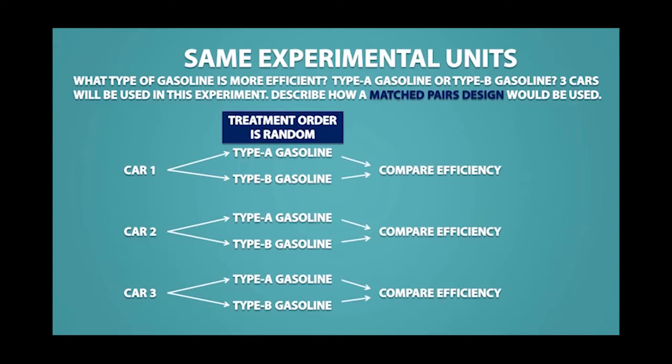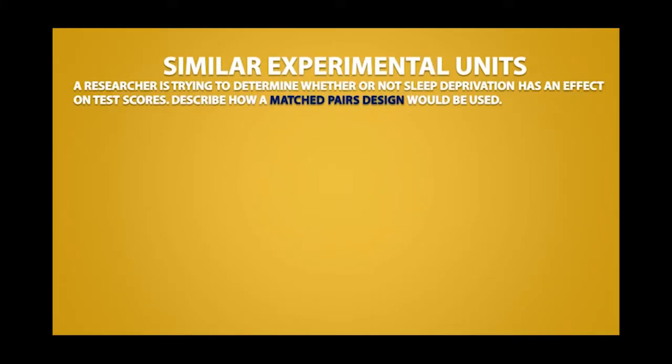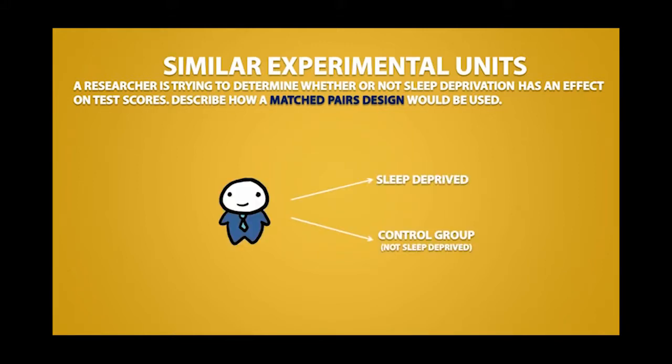There are cases when we can't use the same experimental units for a matched pairs design, and we would have to use similar experimental units. For example, a researcher is trying to determine whether or not sleep deprivation has an effect on test scores. Describe how a matched pairs design would be used. Well, we could try giving both treatments to the same experimental units, like we did in the other example. In other words, we could have the same person write the test on 2 different days, one being sleep deprived and the other with sufficient sleep.